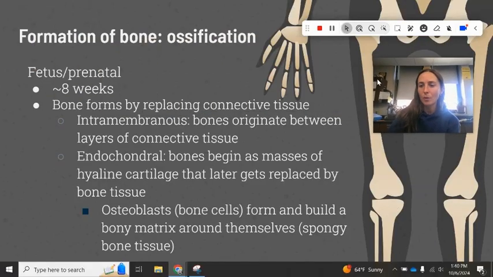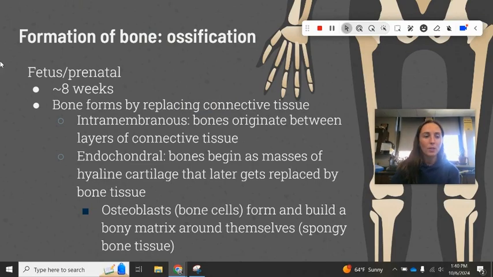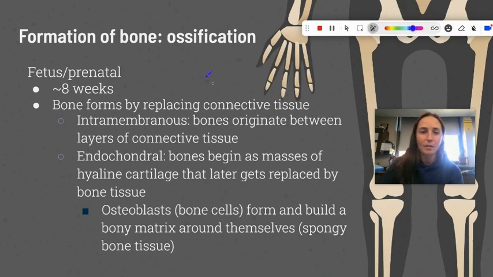And so the fancy word for formation of bone or growing of bone is called ossification. So fun new vocab word, ossification. It's going to mean, hey, we're growing that bone, we're forming it. So when we look at a fetus or somebody that's not born yet, prenatal, at about 8 weeks after conception, bone is starting to form.